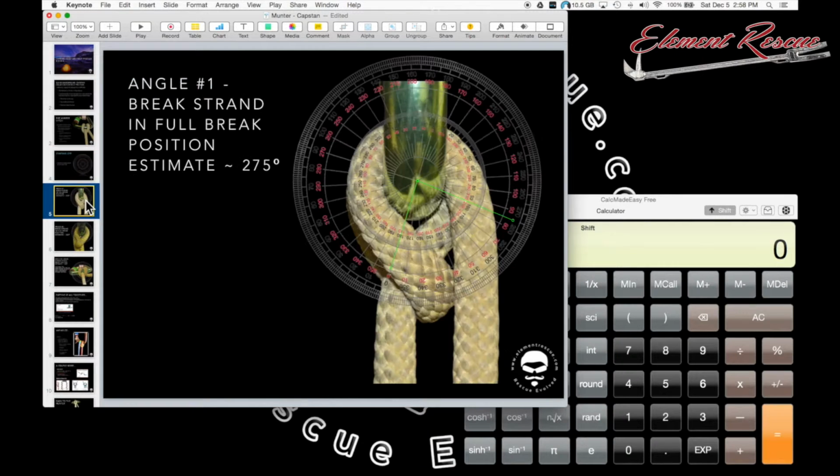So starting off, angle number one, we took the brake strand on this one, and you'll see we resized this protractor to basically right around the center. This picture is slightly canted, but we resized it to where we found the center, which would be on that carabiner and the rope there. We estimated this one at 275, so we'll show you how we did that real quick.